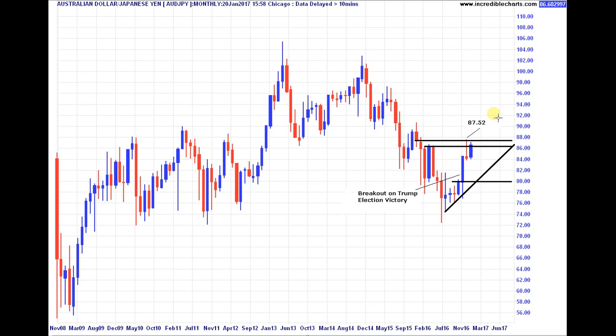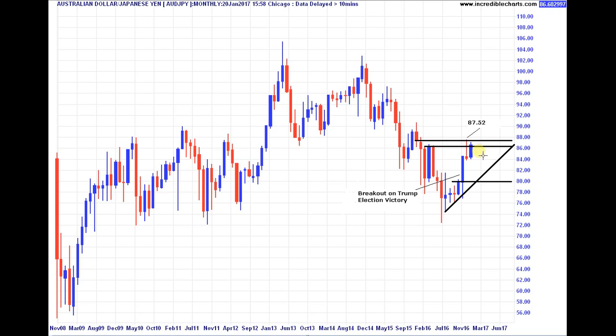Now, in terms of support, where is it? You've got three candles here, a wick or tail there, two bodies. It's about 86.20. It's near round numbers. You could say 86 is the key support level. So 88 key resistance, 86 key support.